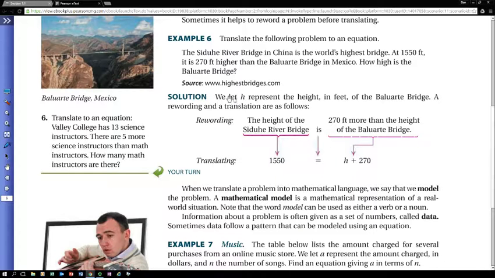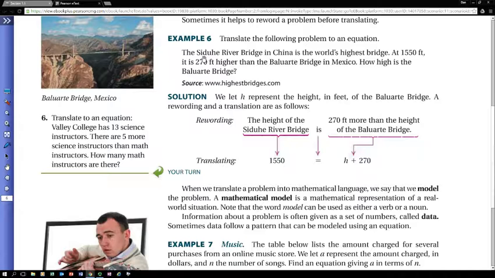Well, they define the variable right away. That's what I call it: define your variable. They're going to say h for the height of this bridge. In other words, what are we looking for? Usually we can define the variable to represent the answer to the equation, which is the height of this bridge. They call that h, in feet. A rewording in the translation is as follows.